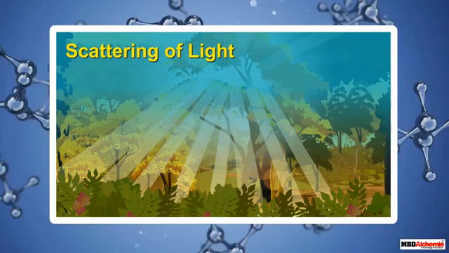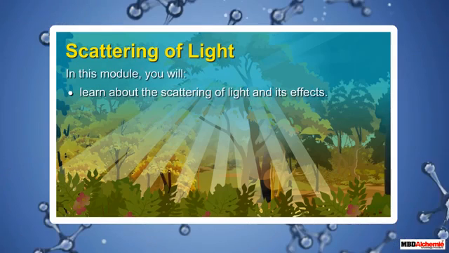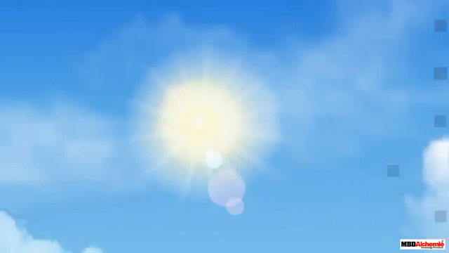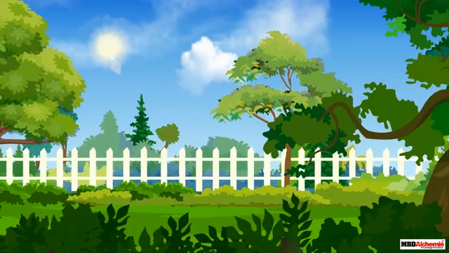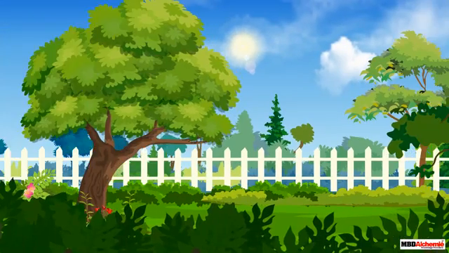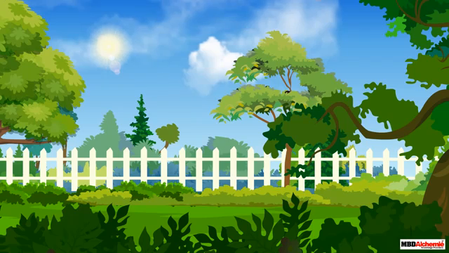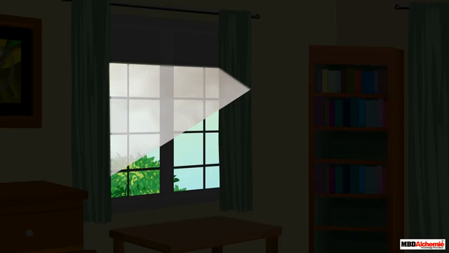Scattering of light. In this module, you will learn about the scattering of light and its effects. Sunlight is all around us, but we cannot see its rays everywhere. We can see the sun rays clearly when sunlight enters a dusty room. Do you know why this happens in a dusty room?